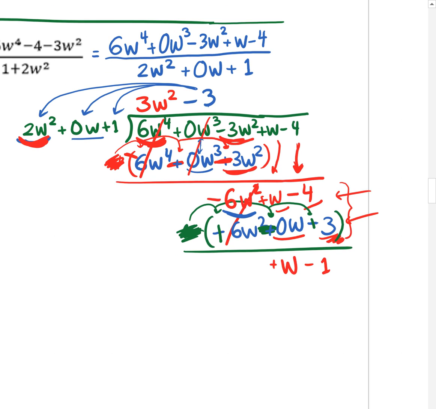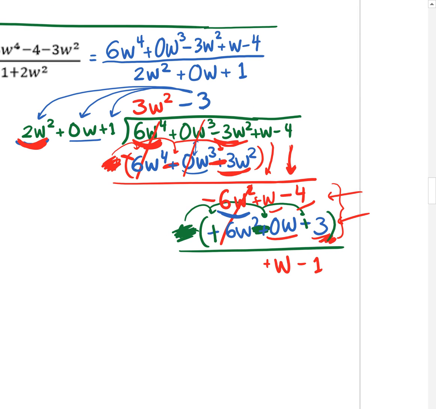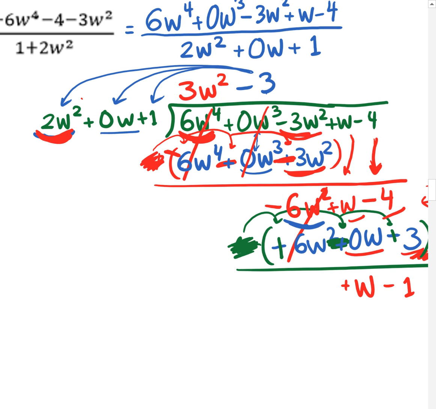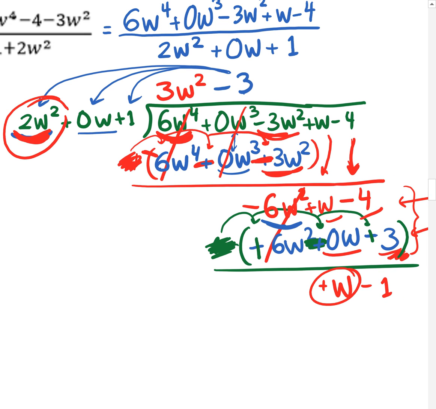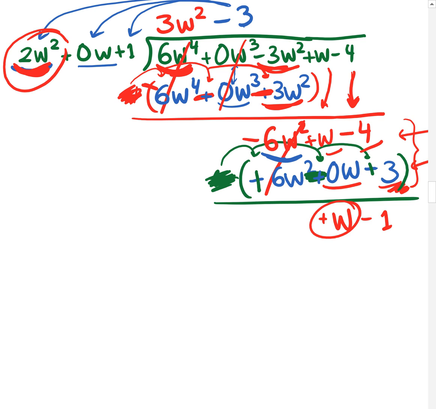And another way to know you're done, I guess, too, is the next thing I would do is try to divide 2w squared into w. But how are you going to do that? You can't divide w squared into w, it's too big. So you know you're done, and your answer is going to be the quotient 3w squared minus 3, the thing that we had above the division bar, plus our remainder, w minus 1, over our divisor, 2w squared.